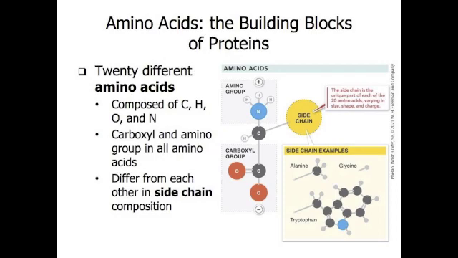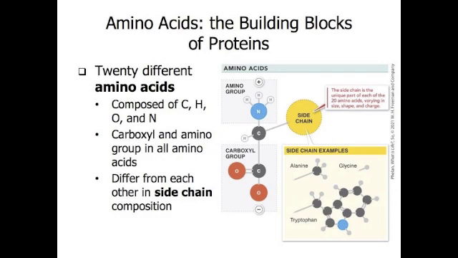Amino acids contain the familiar atoms as carbohydrates and lipids, carbon, hydrogen, and oxygen, but they also contain nitrogen. At the center of every amino acid is a carbon atom with its 4 covalent bonds. One bond attaches the carbon to a group of atoms called a carboxyl group, which is a carbon atom bonded to 2 oxygen atoms. The second bond attaches the central carbon to a single hydrogen atom.